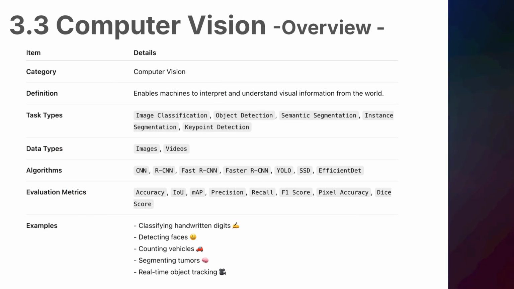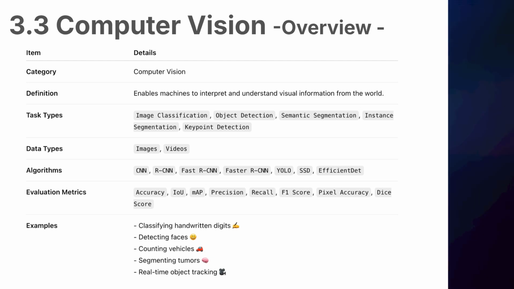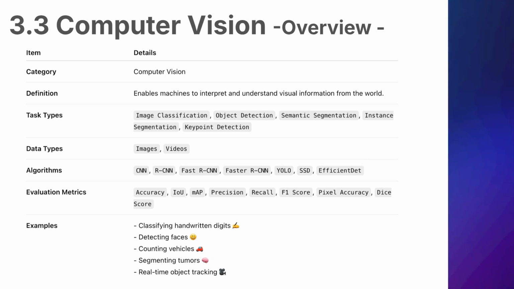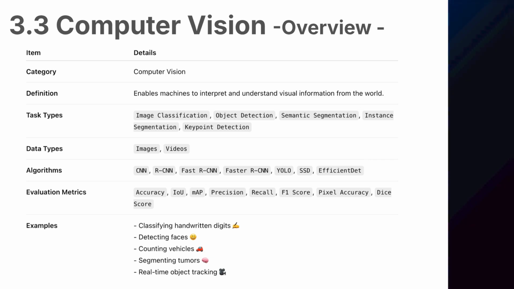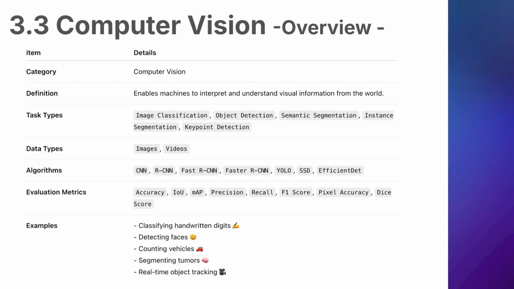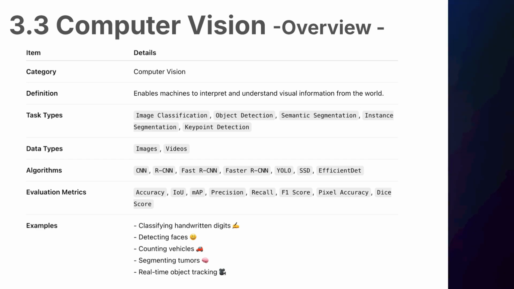Okay, let's go back to the overview. Common real-world examples of computer vision include classifying handwritten digits, such as recognizing numbers and postal codes, detecting faces in camera feeds or security systems, counting vehicles in traffic videos for transportation analysis, segmenting tumors in medical images to aid diagnosis, real-time object tracking in surveillance or autonomous vehicles. Okay, let's work on one of the computer vision tasks.